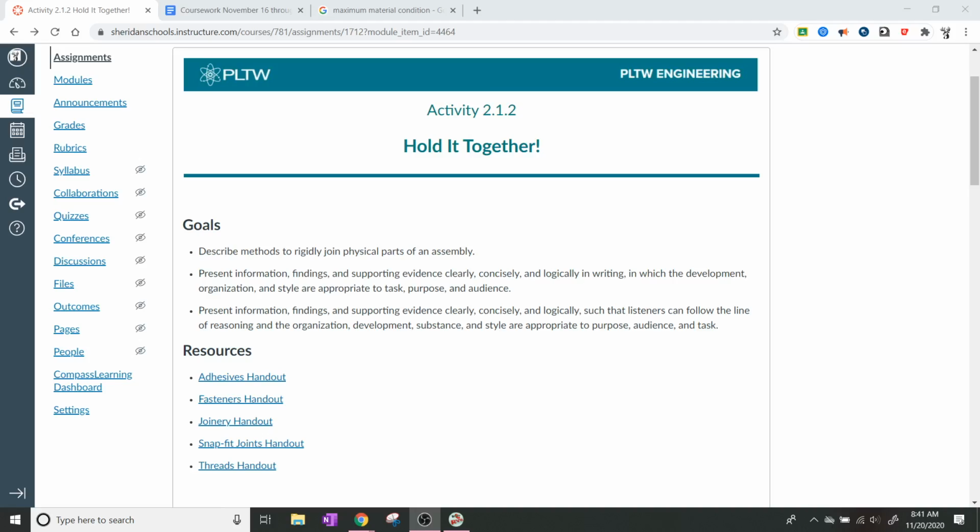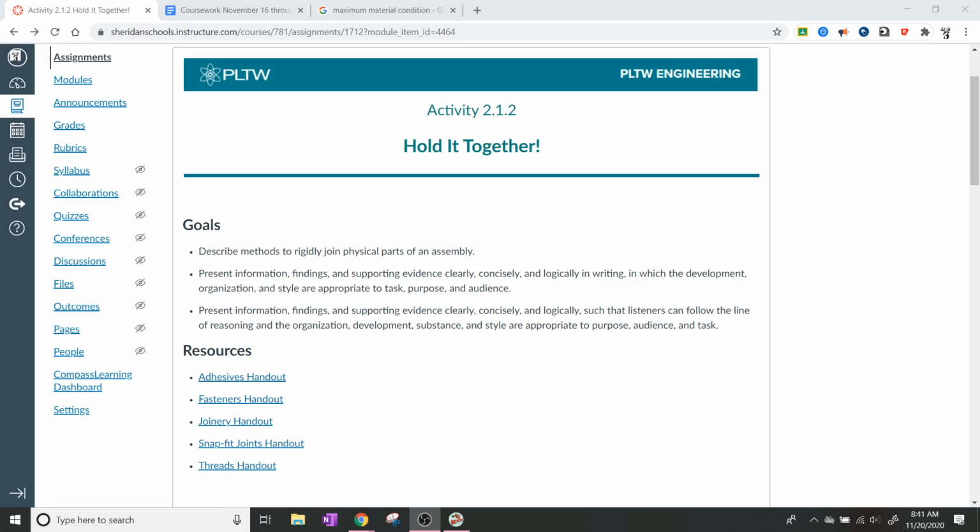All right, IED, we're going to do activity 2.1.2, Hold It Together. The last activity, 2.1.1, Tolerate This, had a ton of stuff inside of it, and this one also has a ton of stuff inside of it as well, but the difference is we're going to be looking up this information individually and then compiling it all together into one.